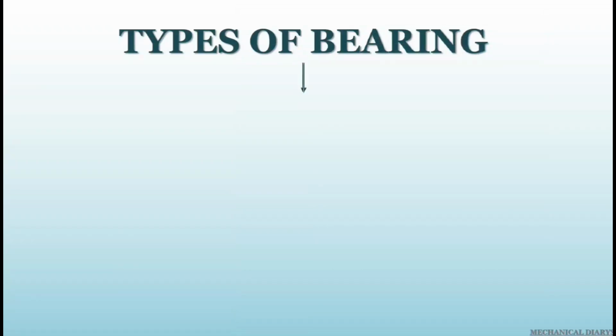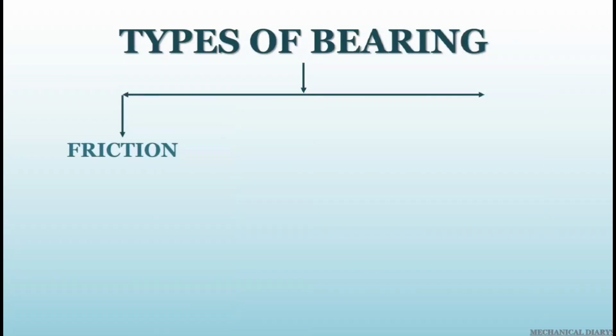In this video I am going to explain the bearing details. So don't skip this video, maybe it will help you when you attend an interview. Let's start the chapter. Basically, bearings have only two types: one is friction, and another is anti-friction.